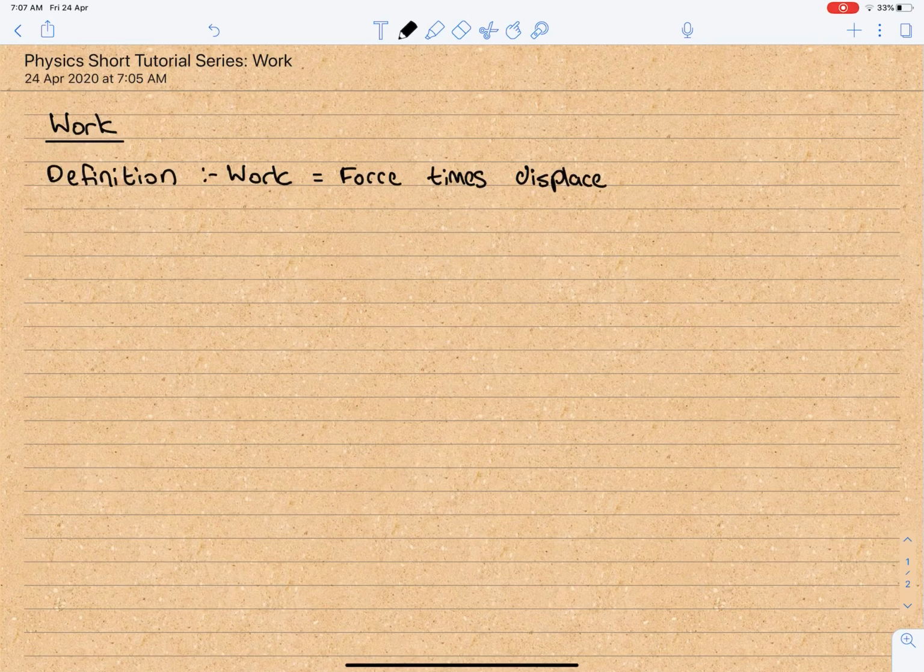So today we are going to look at work. So what is work? In physics, work is defined as force times displacement in the direction of the force.